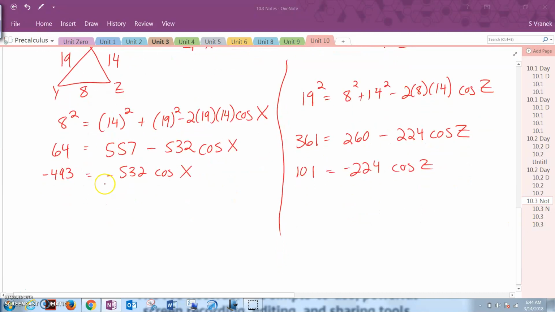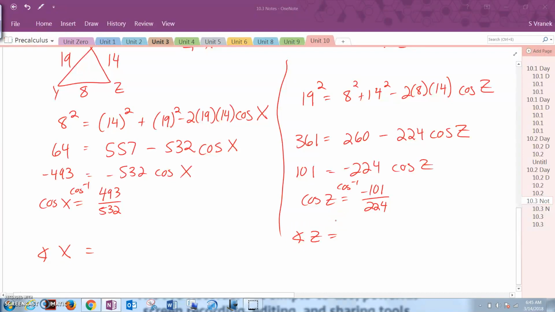Alright, the next thing we do is divide. So we get cosine of x is equal to the fraction 493 over 532. And we have cosine of z equals negative 101 over 224, because that one actually has no negative over there, so they don't cancel. And I don't know why I wrote 100 there. It should be 101. Okay, so now we just inverse cosine. So do that for both of those, and you'll get both your angles.